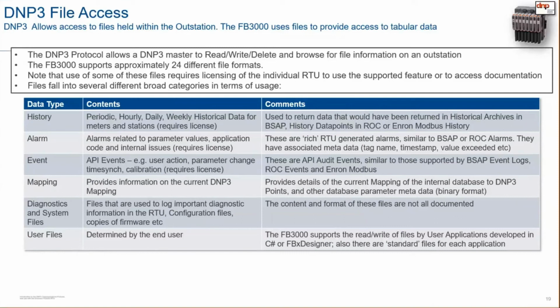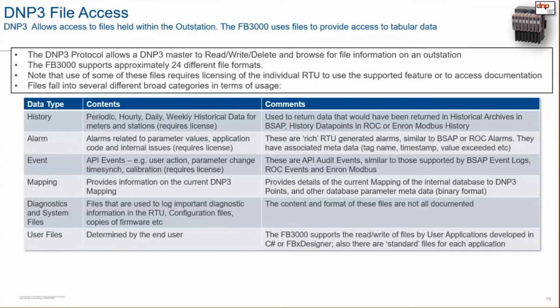Events, these should not be confused with the events we've been talking about. These are API events. So, for example, a plate change on an orifice meter or a time sync that's occurred in the field. So these API events are put into a file, and then the SCADA software can collect it using DNP3. They're very similar to the BSAP event logs or ROC events, and normally these would end up in a FlowCal CFX file that's created by your SCADA system or your polling engine, wherever it goes.